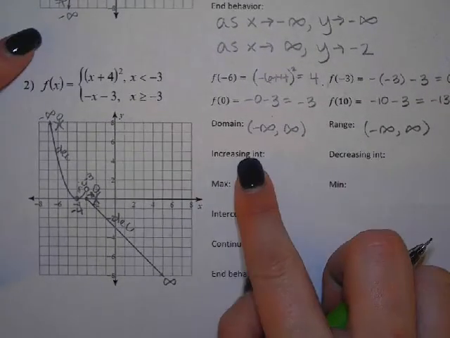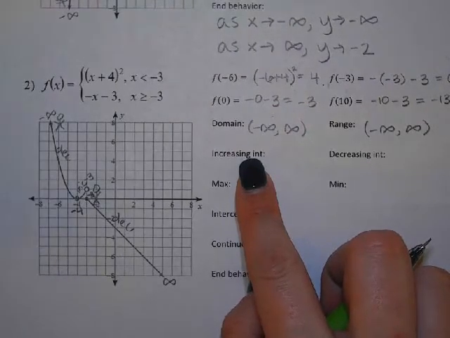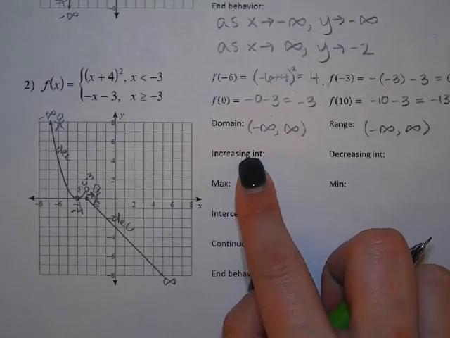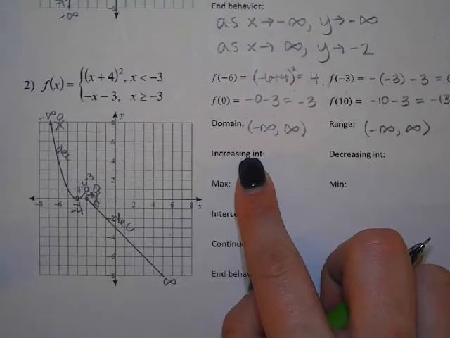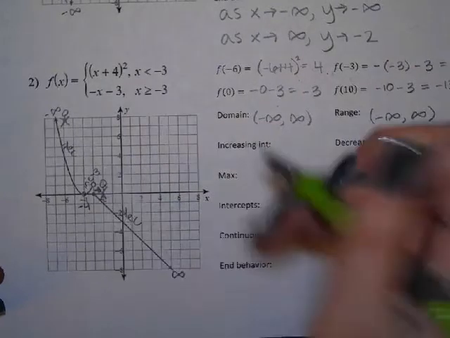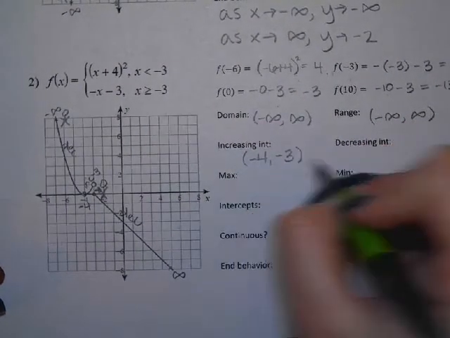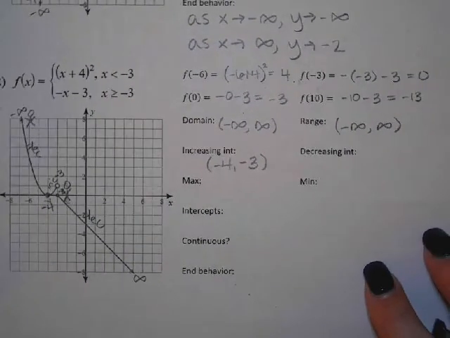All right. So for increasing interval, we only have a very short period of time, right? A very small answer. And what's our answer for that? Negative 4, negative 3. That's this little piece right here. So increasing interval is negative 4, negative 3. Always parentheses. We're not trying to kill any raccoons.